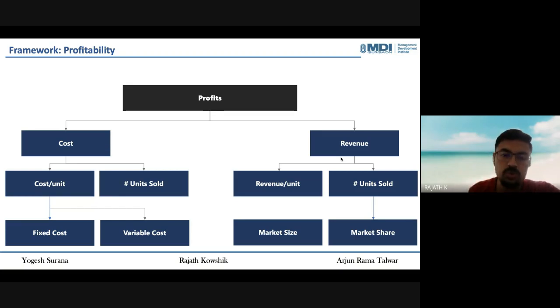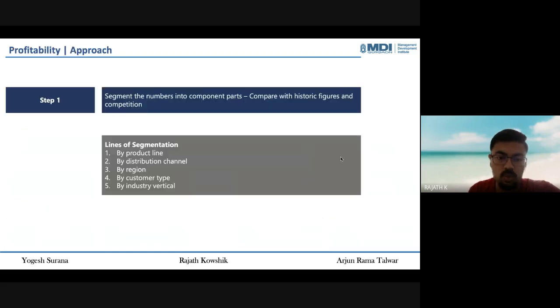Now, once segmentation is done, what we need to do in terms of step two, right, is we'll need to really compare this with historic figures and competition. So, how this really works is there are two kinds of comparisons that one can make. One is a timeline analysis, and the second would be in terms of the comparators, or versus the industry benchmarks as such.